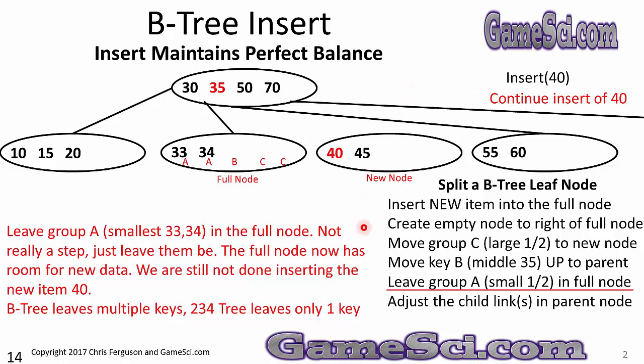Continue the insert of 40. Leave group A, the smallest half of the items in the full node. Leave them alone. The 33 and the 34, that's group A. Those are the smallest items in the full node. It's not really a step, just leave them be. However, the full node now has room for new data. We're still not done inserting the new item 40. B-trees leave multiple keys in the node. 2-3-4 trees leave only one key in the node.